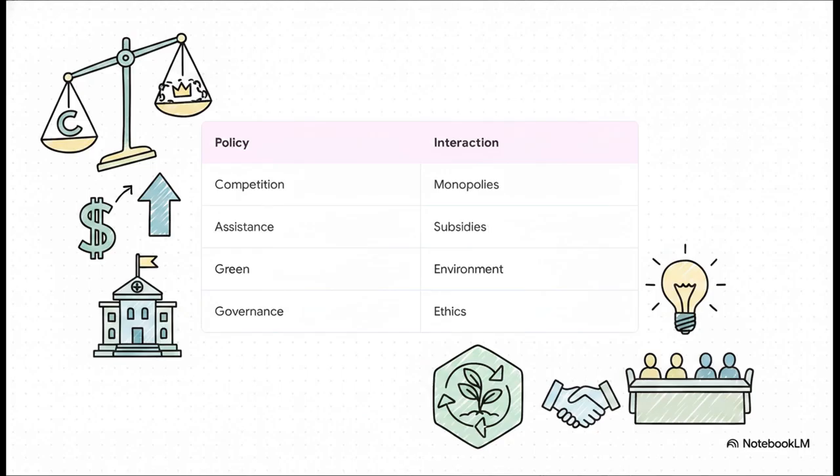And finally, corporate governance regulation. This exists mainly to solve what we call the agency problem. See, managers might occasionally be tempted to act in their own self-interest, giving themselves massive bonuses, rather than acting in the best interest of the shareholders. Strict corporate governance mandates the exact executive oversight and ethical reporting needed to stop that dead in its tracks.